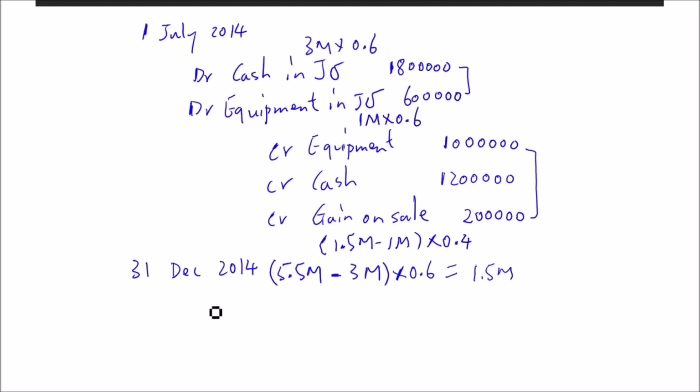So we're going to prepare the journal for that. We're going to debit cash in JO, and we're going to credit cash.